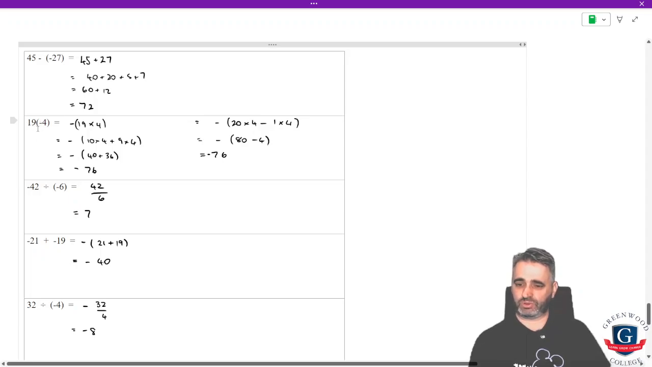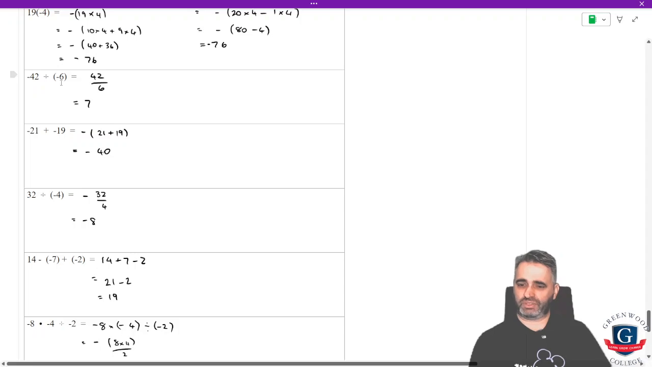19 times 4, positive times negative is negative. 19 times 4, 10 times 4 plus 9 times 4, 40 plus 36 is negative 76. The brighter amongst you might have tried to do this with subtraction. Rather than having 19 lots of 4, you could say it's 20 lots of 4, take 1 lot of 4 with the minus out the front. That's 80 take 4, which will get you to the same minus 76 with one less step.